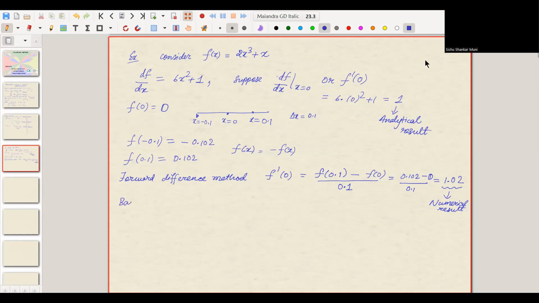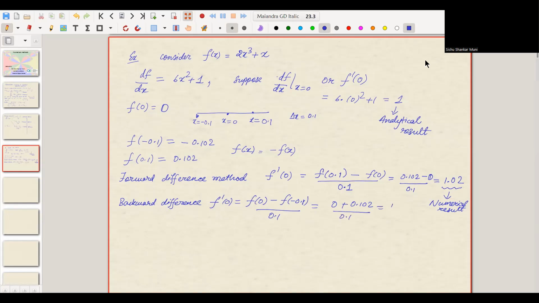Can we do the backward difference? Using the backward difference, f dash of 0 equals, you need a point on the left of 0, which will be the next grid point, that is minus 0.1. So what's the definition? f of 0 minus f of minus 0.1, divided by delta x. And f of 0 is 0, minus f of minus 0.1, which is minus 0.102. So we are getting the same result, isn't it?